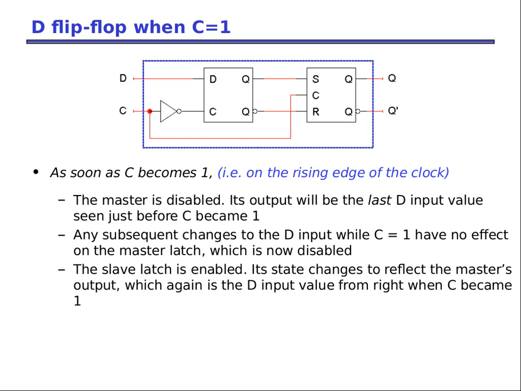So do we get better pictures? As soon as C becomes 1, the rising edge of the clock, the master is then disabled. So it's going to hold whatever value it has and spit it to the SR latch. Any subsequent changes to D while C is 1 will have no effect, so D can change all at once. Then the SR latch becomes enabled and its state changes to reflect what the master's was. Notice here that the master Q and Q naught go into S and R, which again is the D input value from right when C became 1.